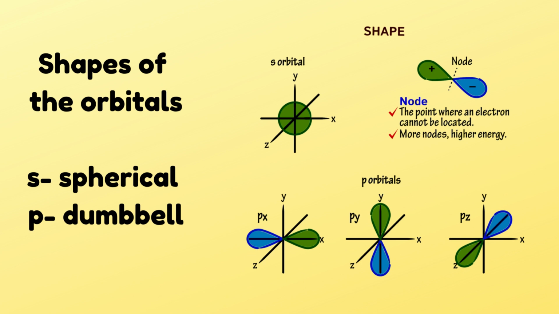In the p orbital, you can see the node. Node means it's a point where an electron cannot be located. So electrons can be found only in the lobes, not at the node. More nodes means higher energy. You have to learn the shapes of these orbitals: px, py, pz. As you can see here, px means the lobe is along the x-axis. Py, the lobe is along the y-axis. Pz, the lobe is along the z-axis.